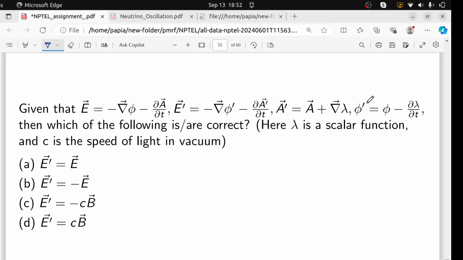Okay. There is a question number 10. Given that E equals to minus grad phi minus del A del T, E prime equals to minus grad phi prime minus del A prime del T, and A prime equals to A plus grad lambda, phi prime equals to phi minus del lambda del T. Then which of the following is or are correct? Here lambda is a scalar function and c is the speed of light in vacuum.